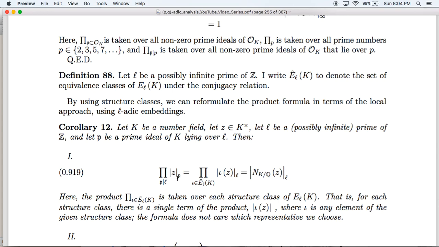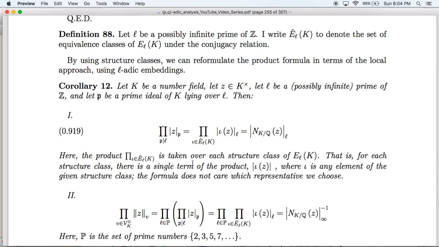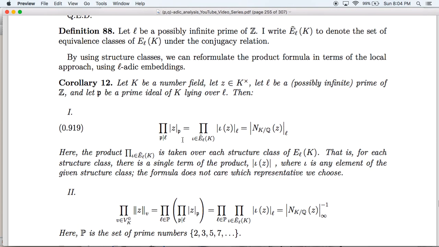The product of the p-adic absolute value of Z over all primes of L is, in this case, do we need the infinite? This should be the norm rather than this should be the norm here. I believe the normal value. But anyhow, we get that it's equal to the product of the L. So this is the global approach here. And then we have the local approach here.